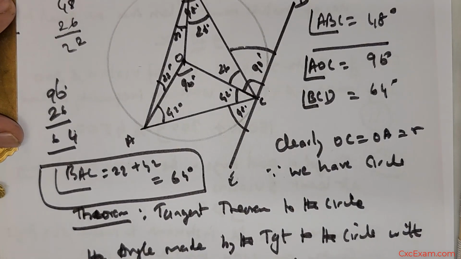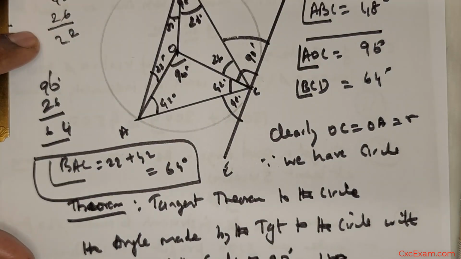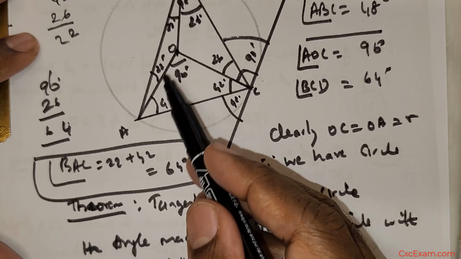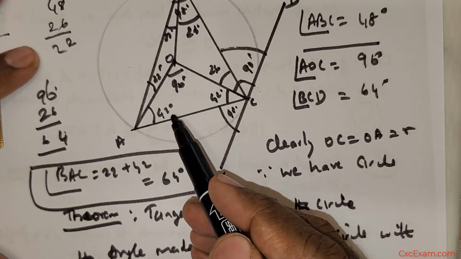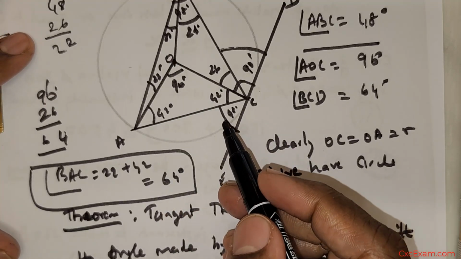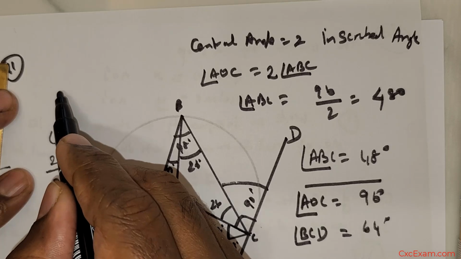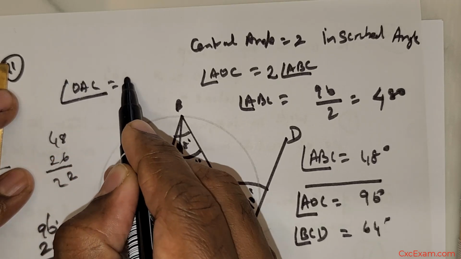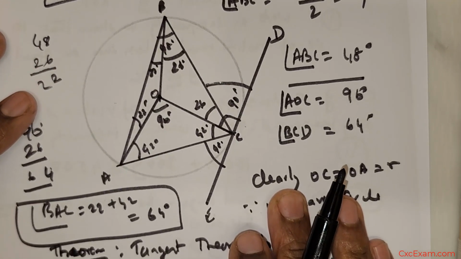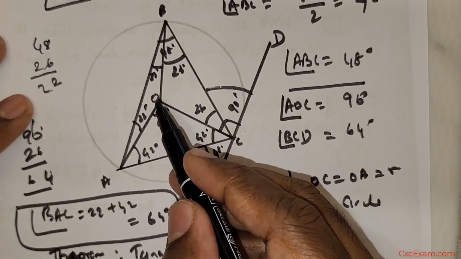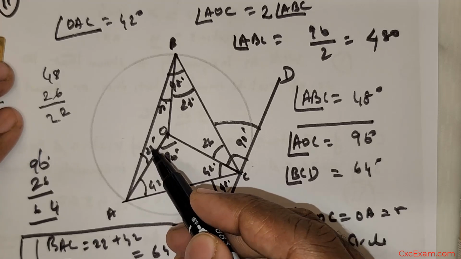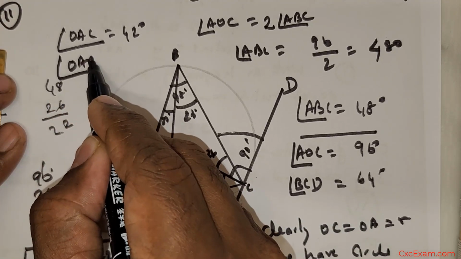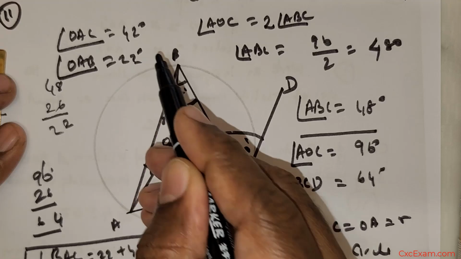So that's a nice one. We move on. The next one they're asking us to find is OAC. See, what is OAC? This is OAC. It's 42 degrees. We've already got it. So you can write it here: angle OAC is 42 degrees. And finally we want OAB. They're asking for this angle. So OAB is equal to 22 degrees.